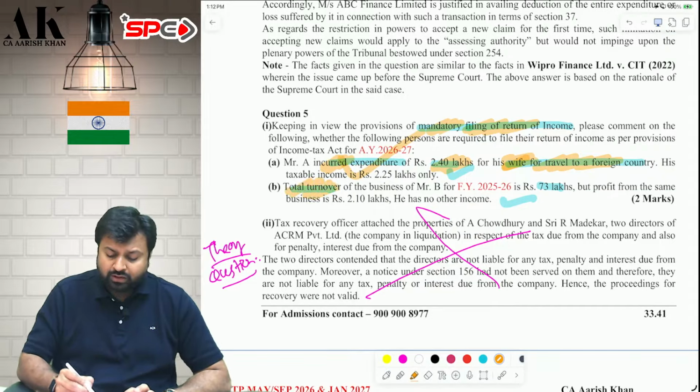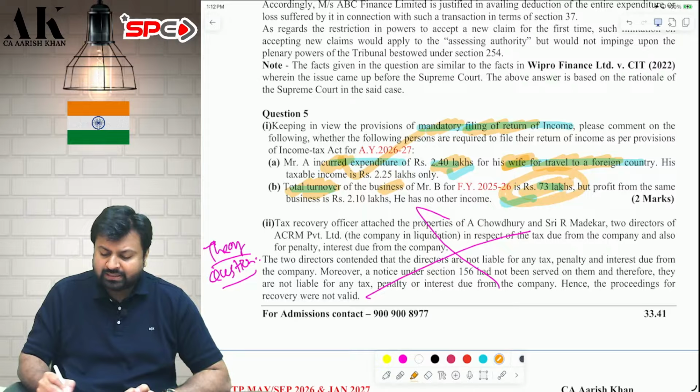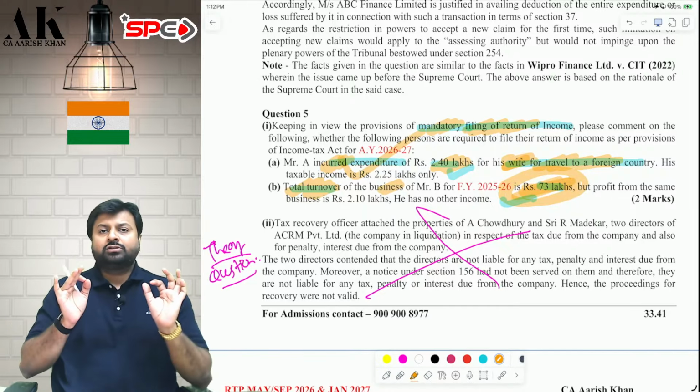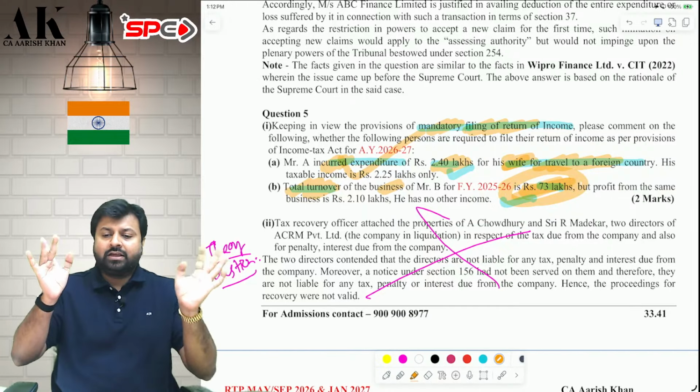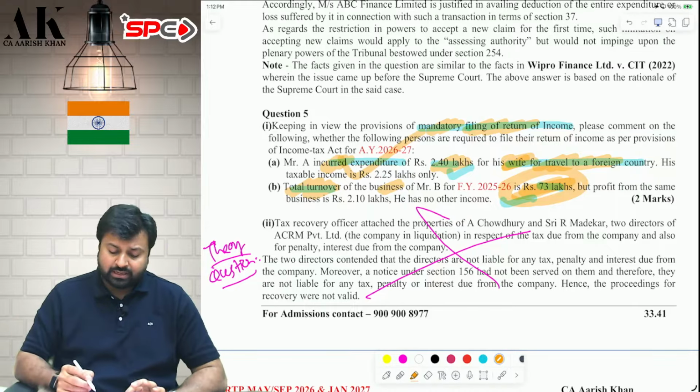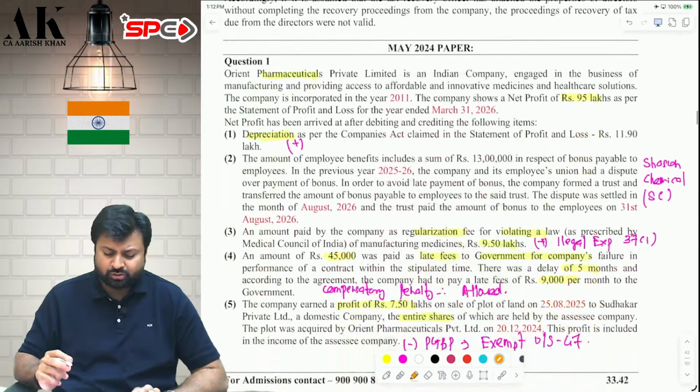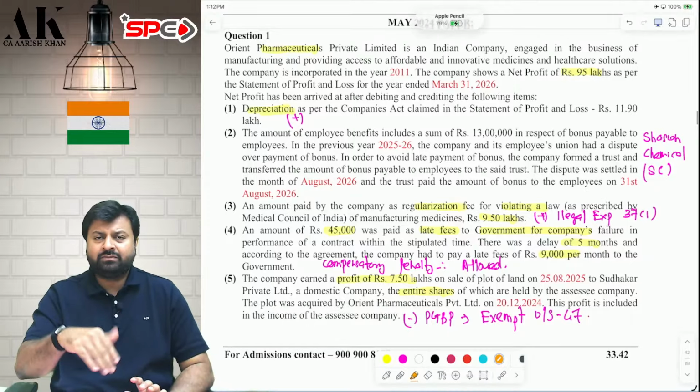Similarly, if your turnover of the business is more than 60 lakh rupees, then you are liable to file the income tax return. So your turnover in this case is 73 lakh. Therefore, you are liable to file the income tax return. And one last question is a theory question. You can go through it once if you want. Okay. Just check it once, then we'll go ahead with the next paper.